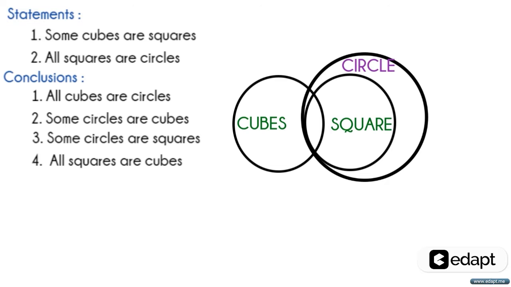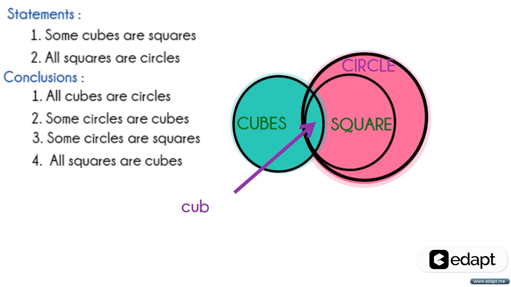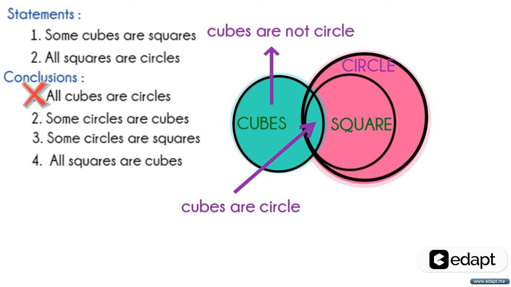Let's check the conclusions. Starting from the first, all cubes are circles, which means that all of the cube portion must be included in the circle. But in this diagram, all cubes are not circles, as this portion includes a circle and this portion is not included in any circle. So the first statement is wrong. Let's go for the second statement.